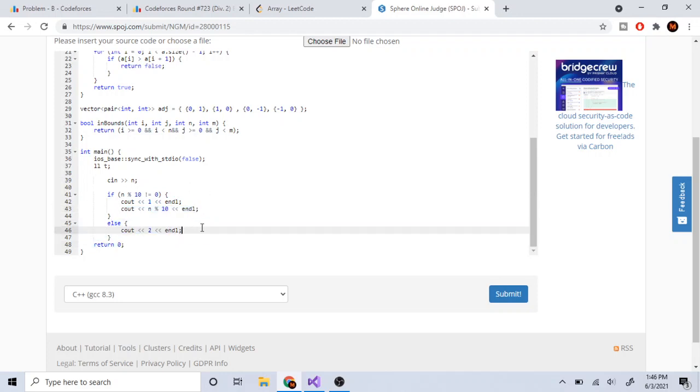Otherwise, we just lose, right? Because no matter how many non-zero digits from 0 to 9 that we subtract, we're never going to get back to a number that's divisible by 10.